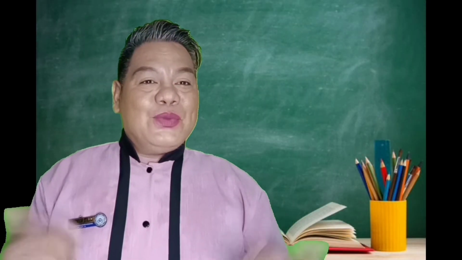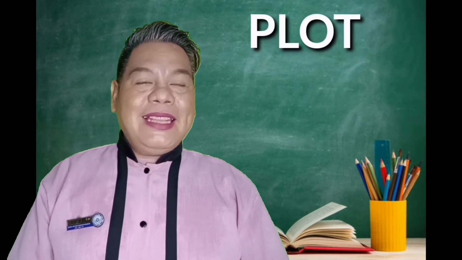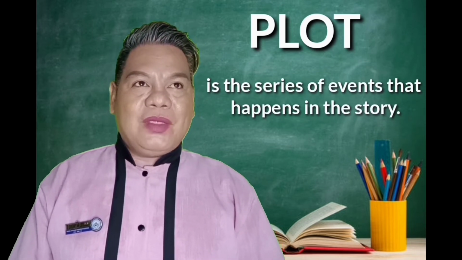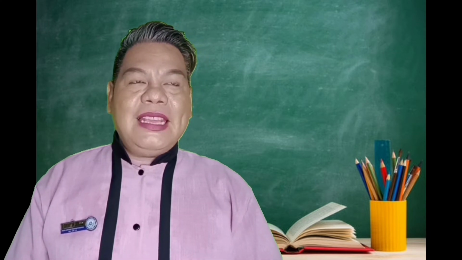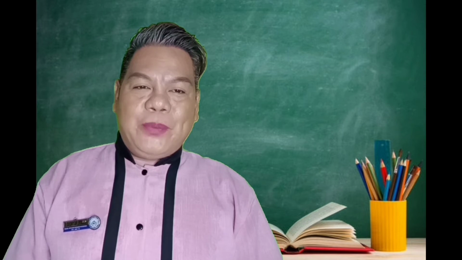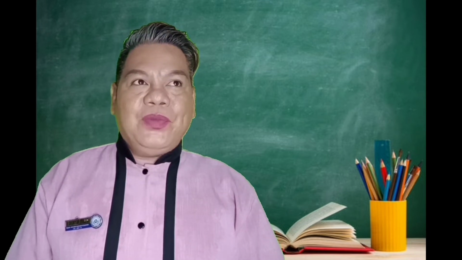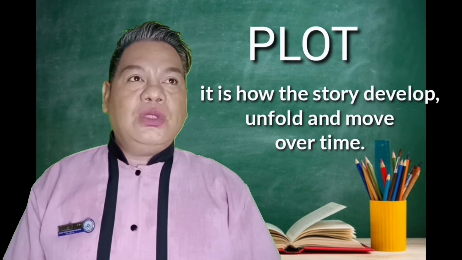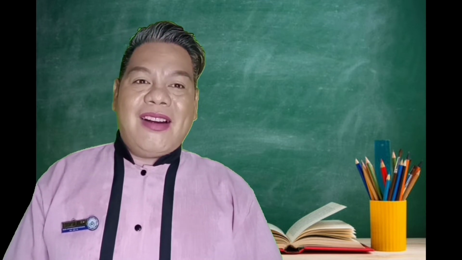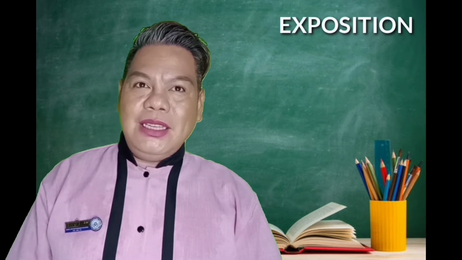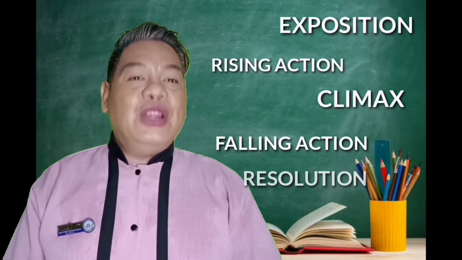Precisely! Now, let's proceed to the last basic element of the story, which is the plot. A plot is the series of events that happens in a story. Plot is often represented as an arc. In a narrative or creative writing, a plot is the sequence of events that make up a story, whether it's told, written, filmed, or sung. The plot is how the story develops, unfolds, and moves over time. Plot is typically made up of five elements, and these are introduction or exposition, rising action, climax, falling action, and resolution.